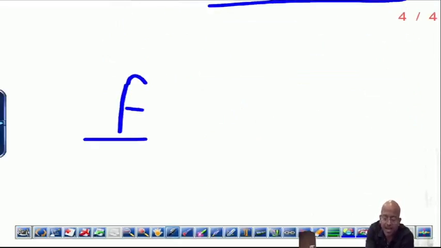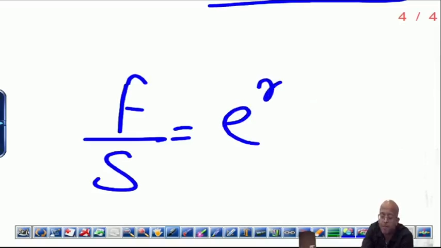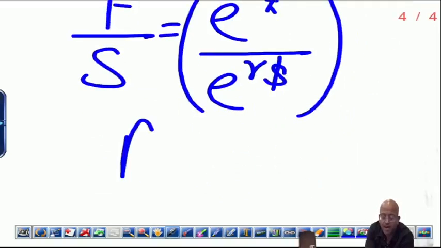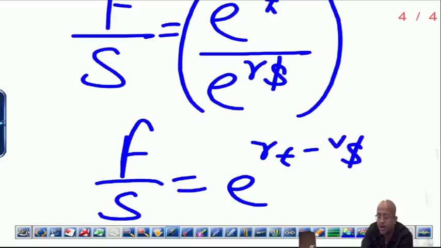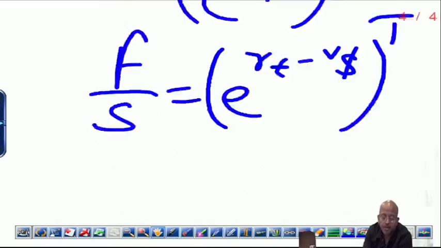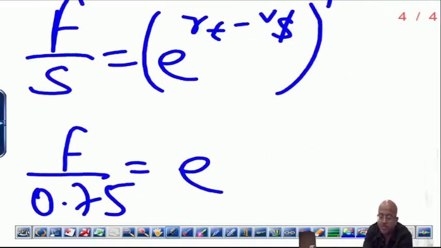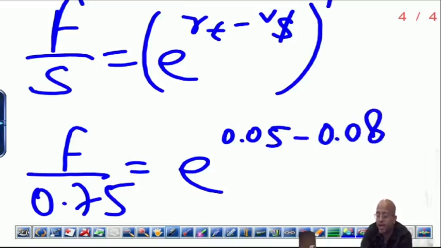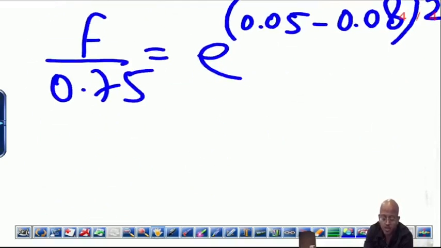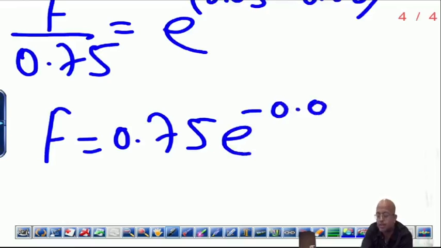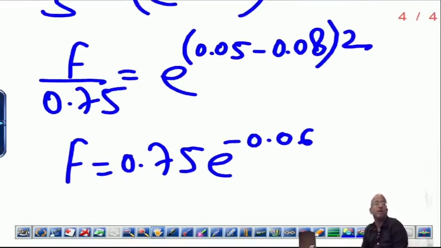As per IRP, F by S equals e power R pound divided by e power R dollar, power T, or F by S equals e power (R pound minus R dollar) T. So F divided by 0.75 equals e power, pound interest rate 0.05 minus dollar interest rate 0.08, and we have 2 years. So F equals 0.75 into e power minus 0.06. There is no question of this being tough, I am simply putting the value. F equals 0.75 into e power minus 0.06.